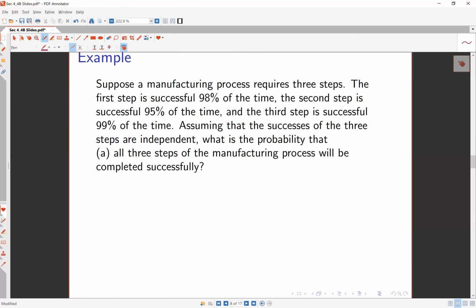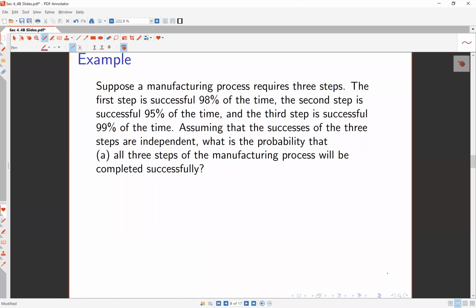Let's look at another example. Suppose that a manufacturing process requires 3 steps. The first step is successful 98% of the time. The second step is successful 95% of the time, and the third step is successful 99% of the time. Assuming that successes are independent, what is the probability that all 3 steps of the process will be completed successfully?